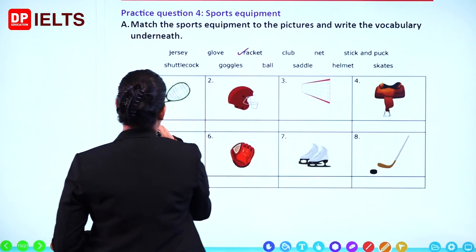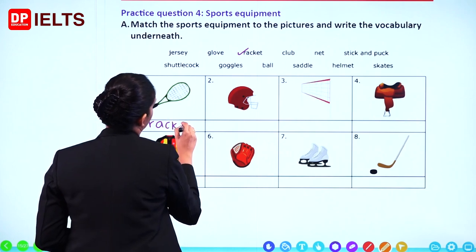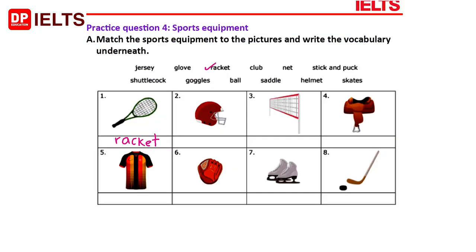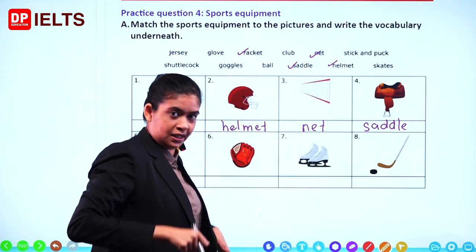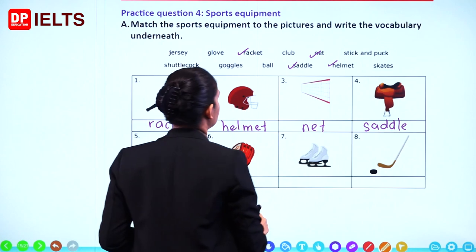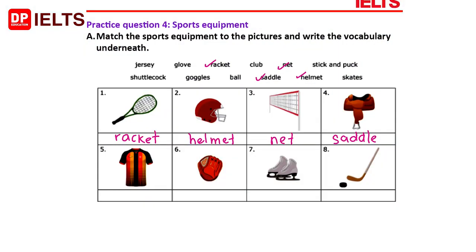So this one is a racket. Okay. This one is a helmet. This one is a net. This one is a saddle. When riding a horse, we know it as a saddle. Sorry, this one is a t-shirt. Sorry, jersey. Jersey. Actually, something that you wear more than equipment, right?